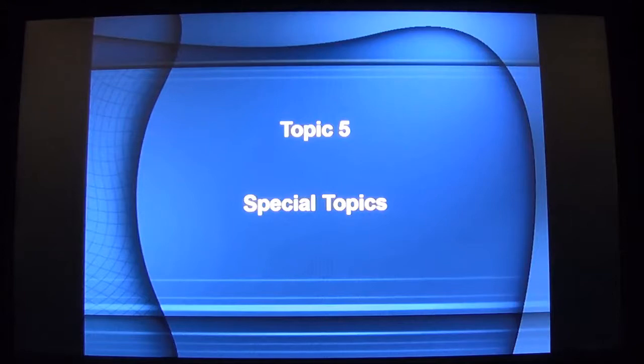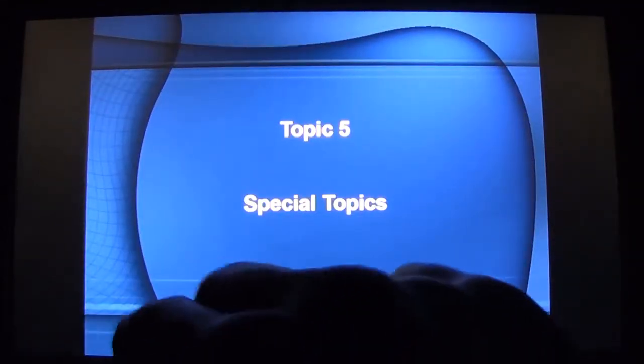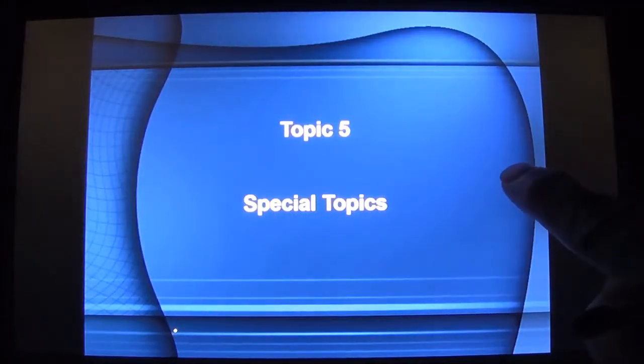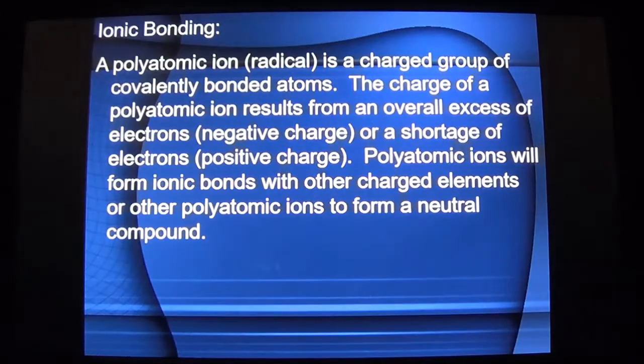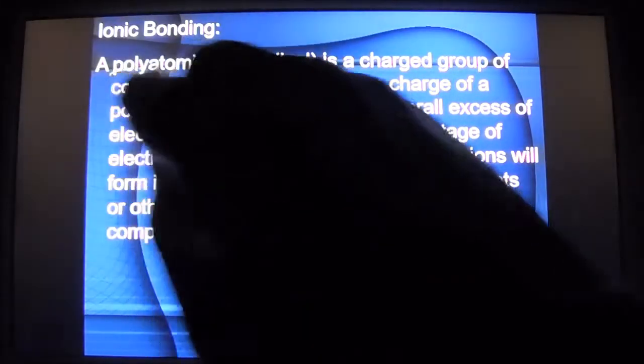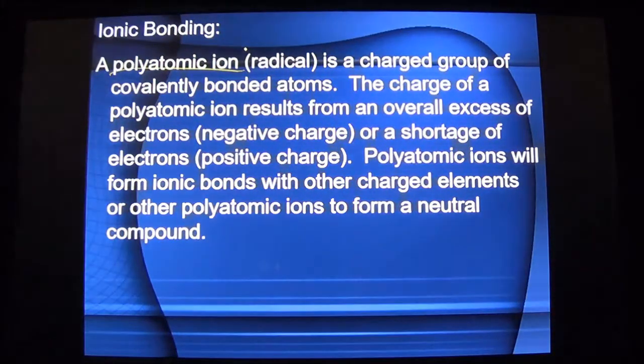But these are still very important things you need to know, which is why we're spending the time to look at them. So in the far left column, you should have written special topics. And then in the next to the far left column, the one immediately to the left of the center line, let's talk ionic bonding. I want to be sure you catch the vocabulary of this thing called a polyatomic ion.